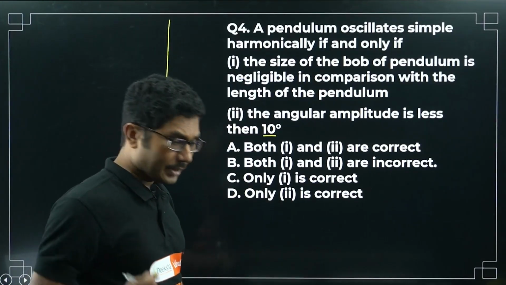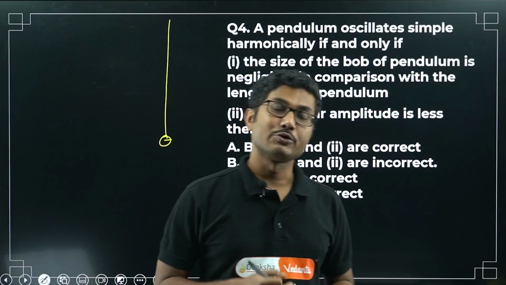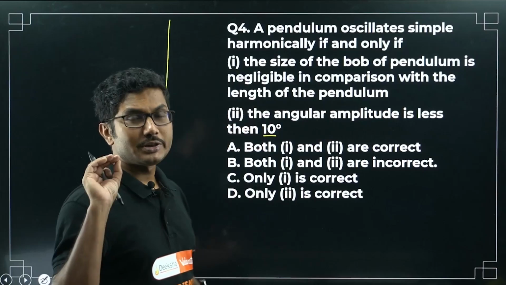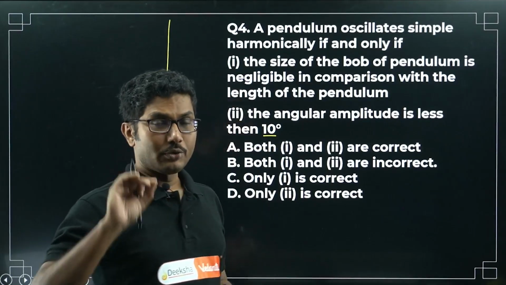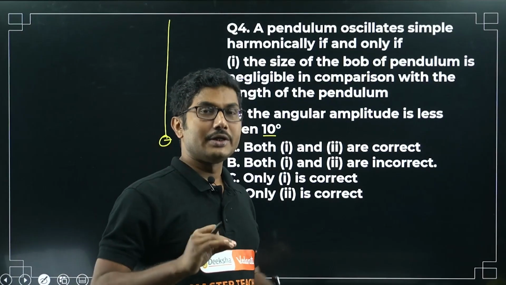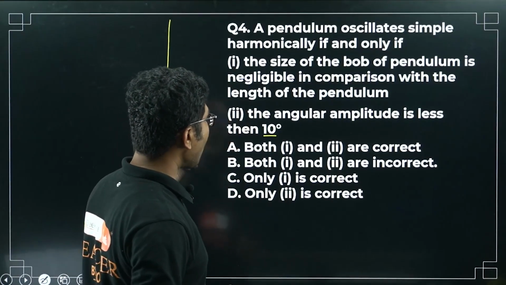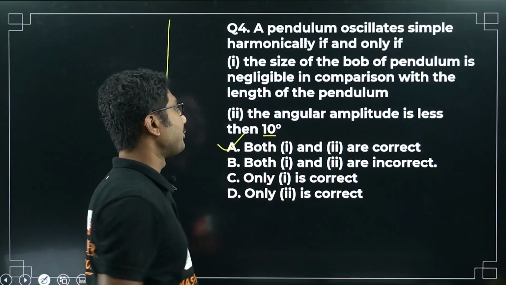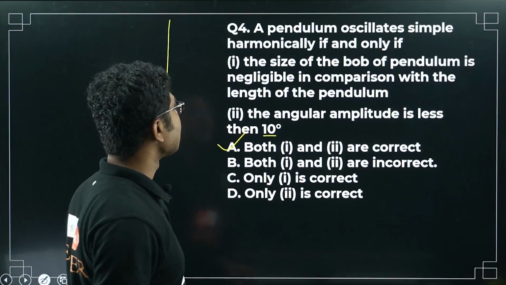Be careful. Simple harmonic motion is not the same as oscillatory motion. Oscillatory motion can be anything, but simple harmonic motion specifically requires you to fulfill certain conditions. If you want to learn about those conditions, you can read your NCERT book. So what are those? Both 1 and 2 are correct. Yes, option A is the correct answer. So it should not take more than 20 seconds to answer such questions.